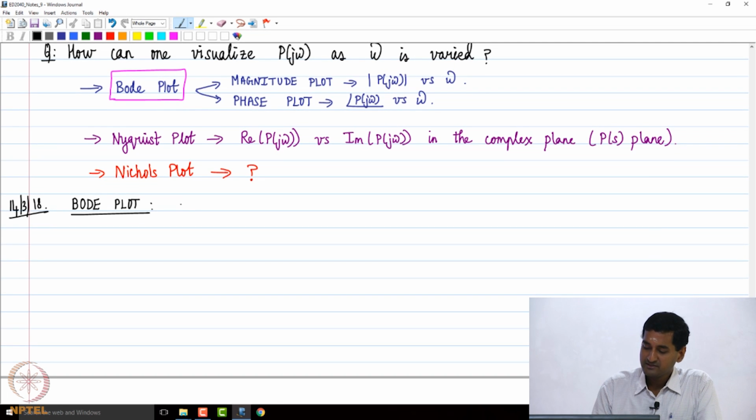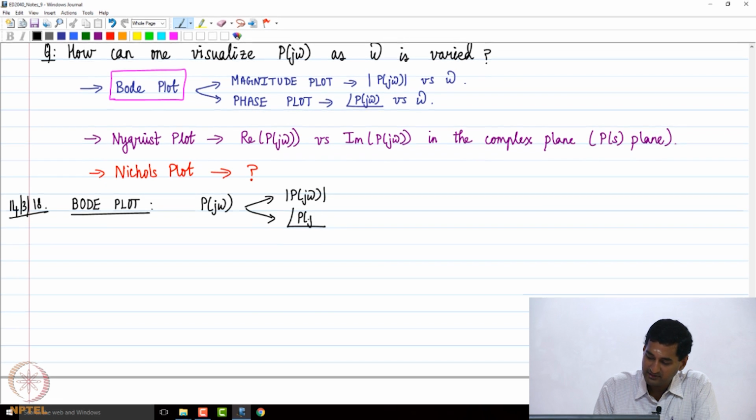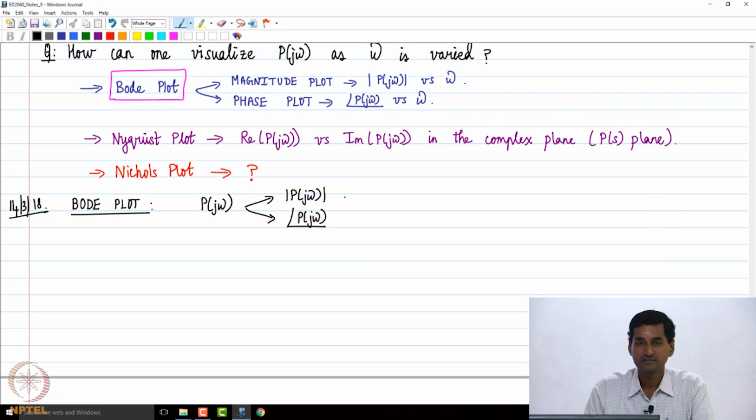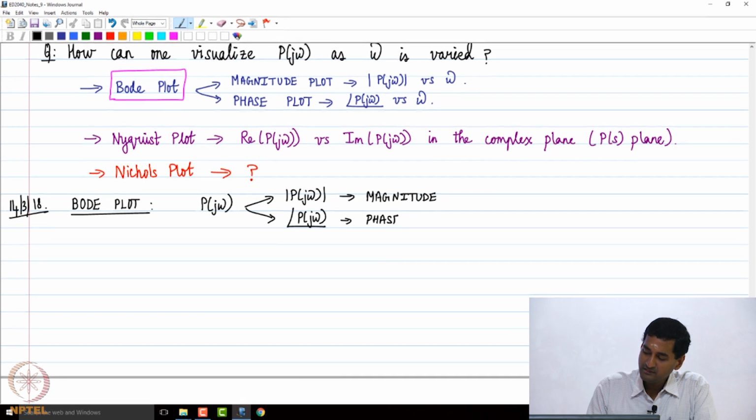So what is this Bode plot? We know that P of j omega has two components: one is the magnitude and another is the phase of P of j omega. So it has a magnitude and a phase. Please note that both the magnitude and phase are functions of omega.